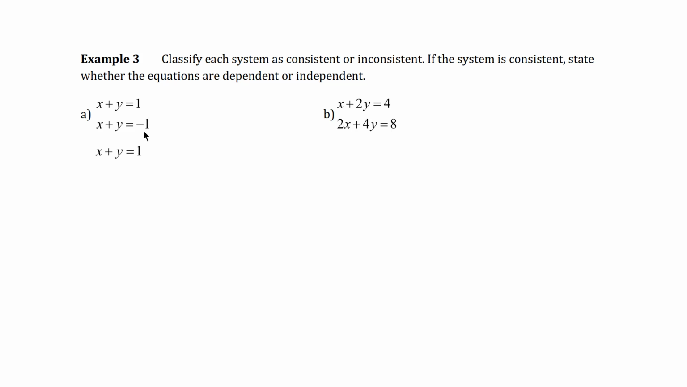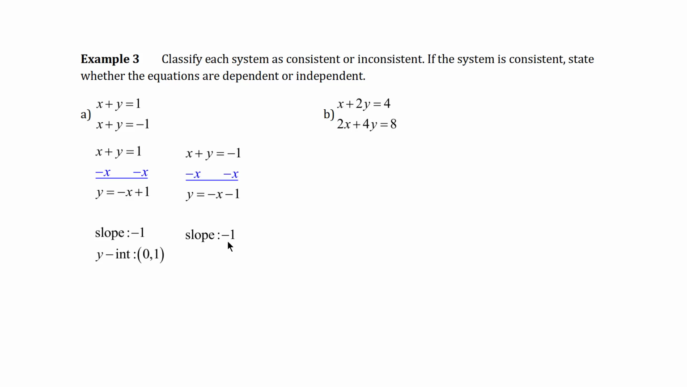Starting with the first equation, x plus y equals 1, we subtract x from both sides of the equation. The result is y equals -x plus 1. The slope for this equation is -1, and the y-intercept is 0, 1. Next, we put the second equation in slope-intercept form. We start by subtracting x from both sides of the equation. The result is y equals -x minus 1. The slope for this equation is -1, and the y-intercept is 0, -1.